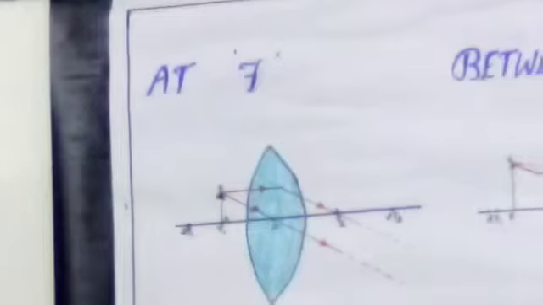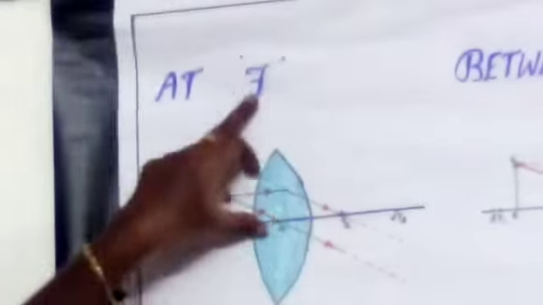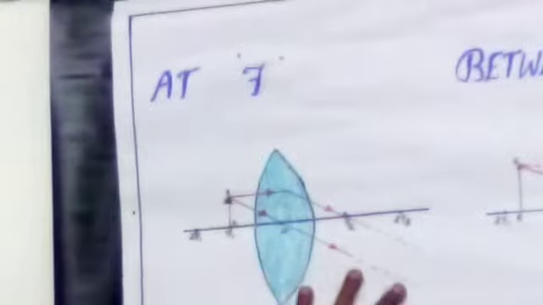It is not nearer to this lens. So when the object is at the focus, the image is forming at infinity, and the image is a real, inverted image. Compared with the object, it is a very big or larger image. So when the object is placed at the focus, the image is formed at infinity, at an infinite distance.